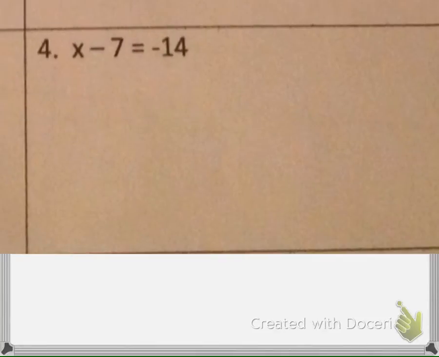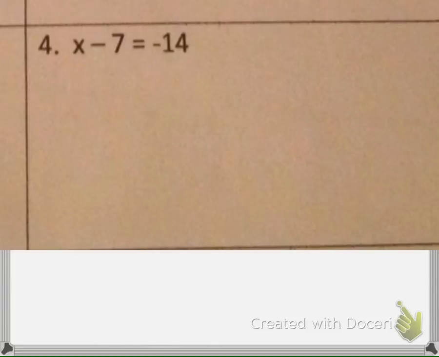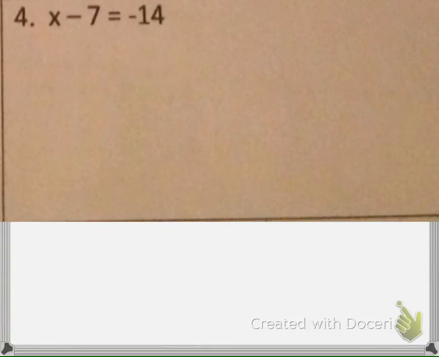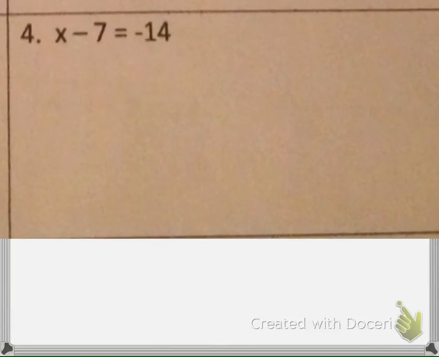Okay, number 4, I have x minus 7 equals negative 14. I want to get x all by itself. In order to get x by itself, I need to get rid of the minus 7.